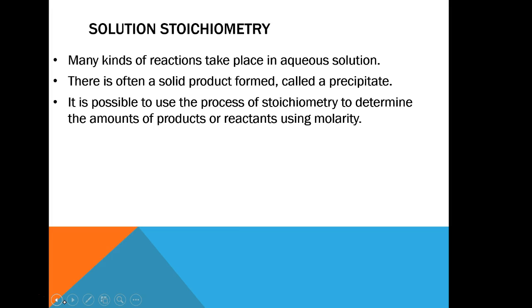So it's possible to use the process of stoichiometry to determine the amount of products that you get or the amount of reactants you get using that molarity thing. Because remember, molarity is moles over liters, and moles are what we need to do stoichiometry. So if we can work our numbers around and figure out how many moles we have of something, we can do an awful lot with that.